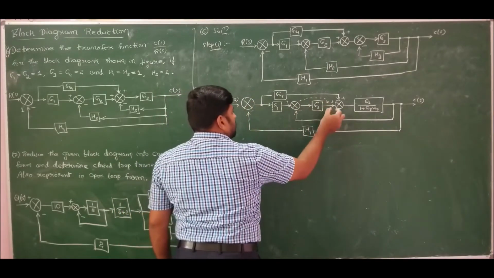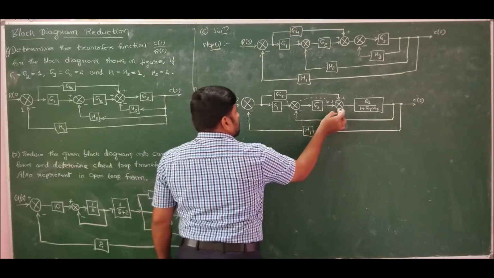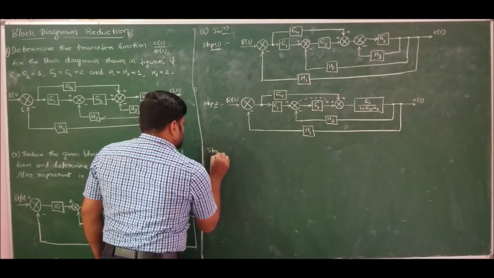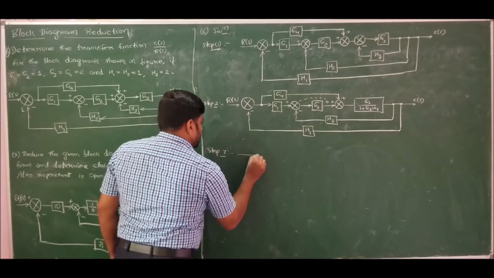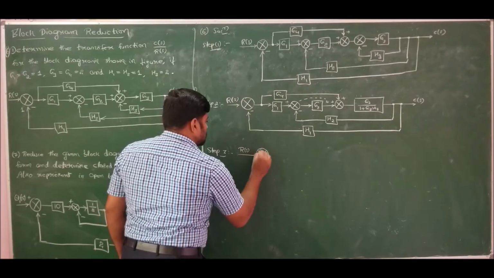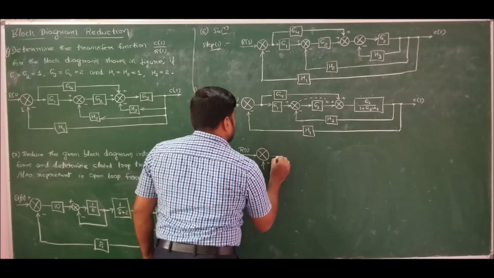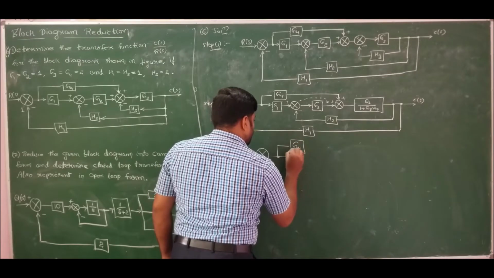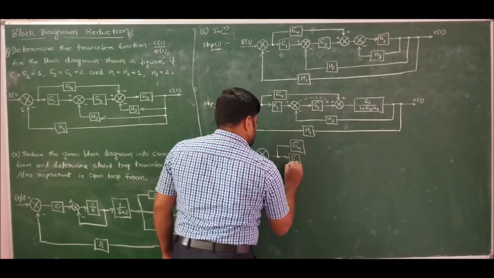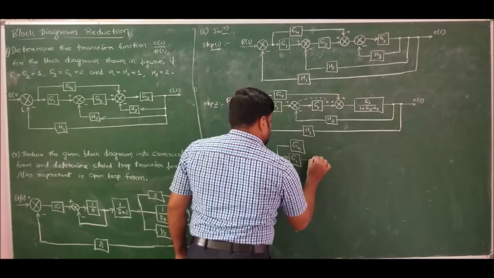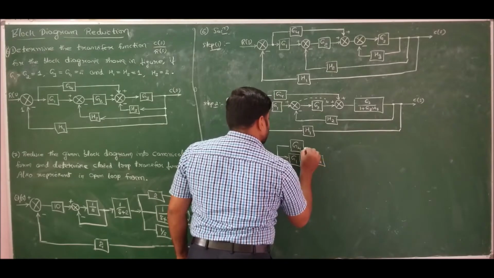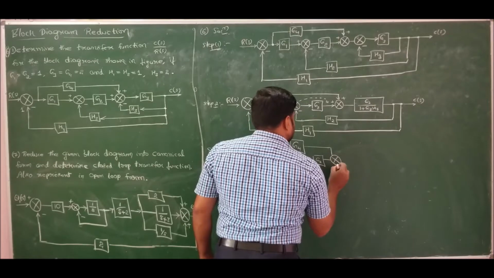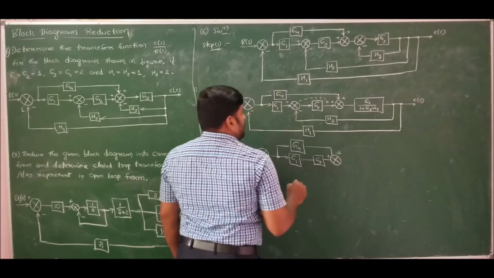If I shift this in front of G2 and interchange the position of the summing point, that is, I will take this first and the shifted one next, then step 3 will yield us: we have R of s, a summing point, a feedback coming to it, a takeoff to G4, we have G1, G2. So I shifted and interchanged the positions of the summing point.